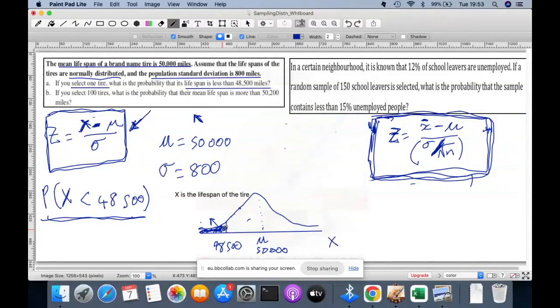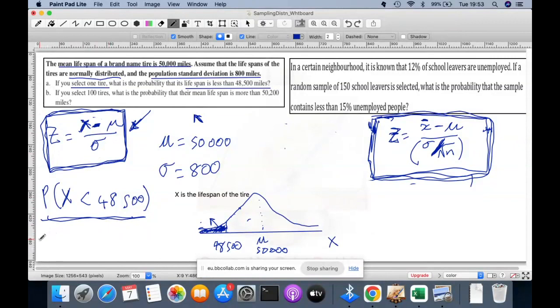Now remember, you need to find this area on the left of 48,500, but in order to get this, you need to convert it to a z-score because you have a table at the back of your book for that, or in your formula sheet. And how you convert it to an equivalent z value is you use this formula here: z equals x minus mu over sigma.